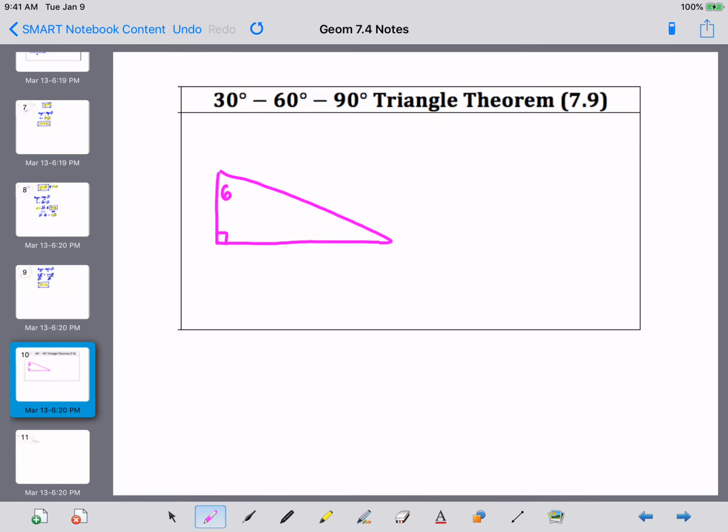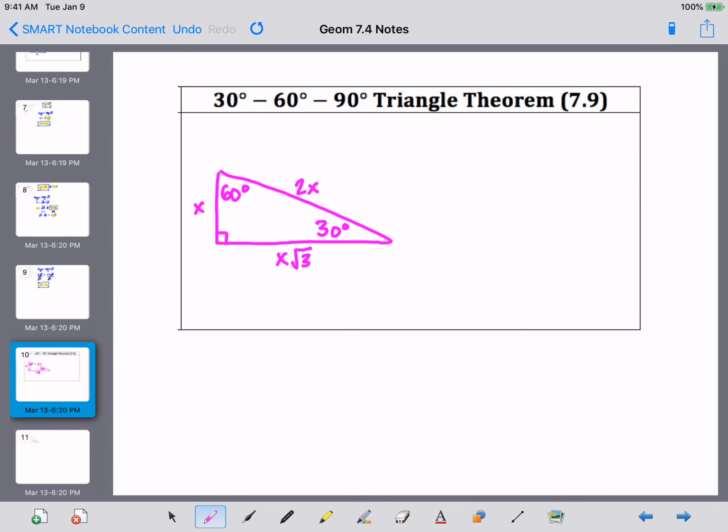And then we have a right angle here, a 60 degree angle here, and a 30 degree angle here. That's a little hard to see, but this right here is a 3. So let's be a little more clear about that. Okay, and what turns out to work in this case is if we call the short leg x, then we can actually take that shorter leg and multiply it by 2 to get the length of the hypotenuse. And again, we can take that short leg and multiply it by the square root of 3 to get the length of the longer leg.